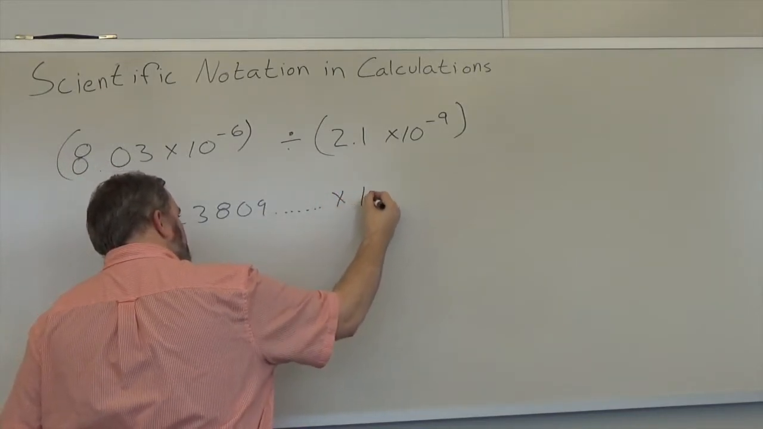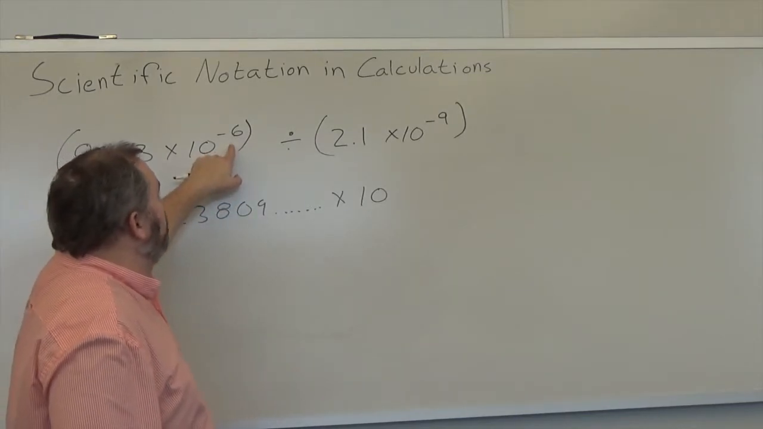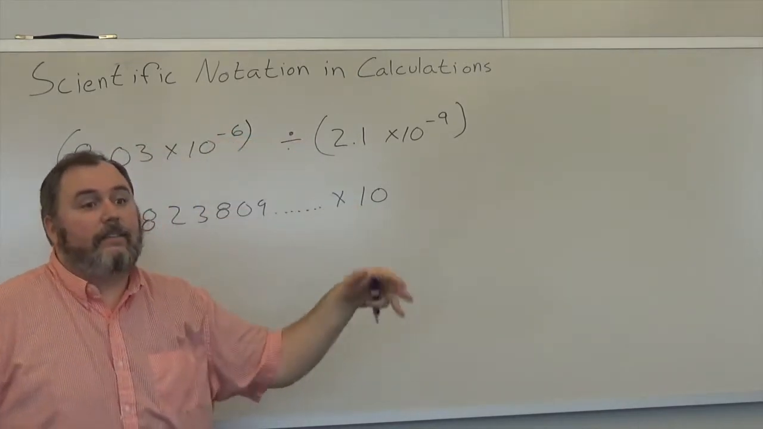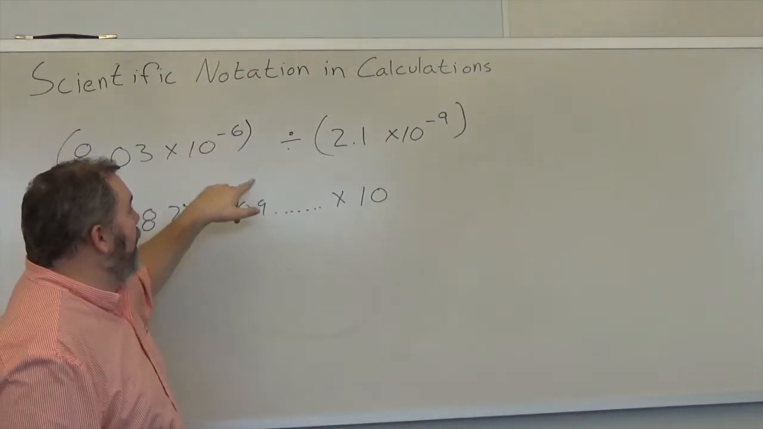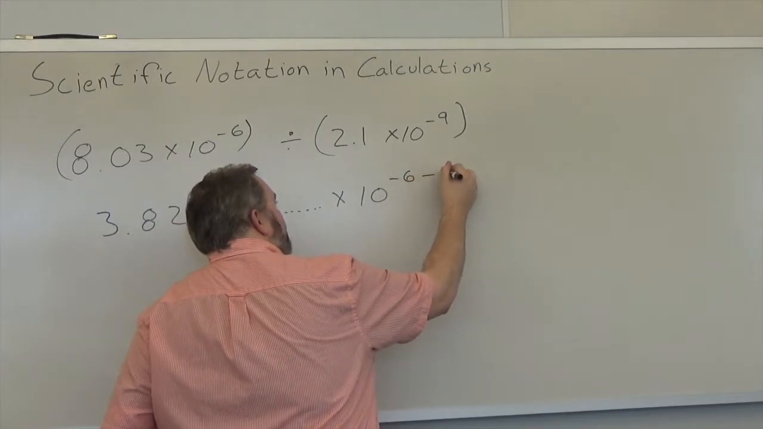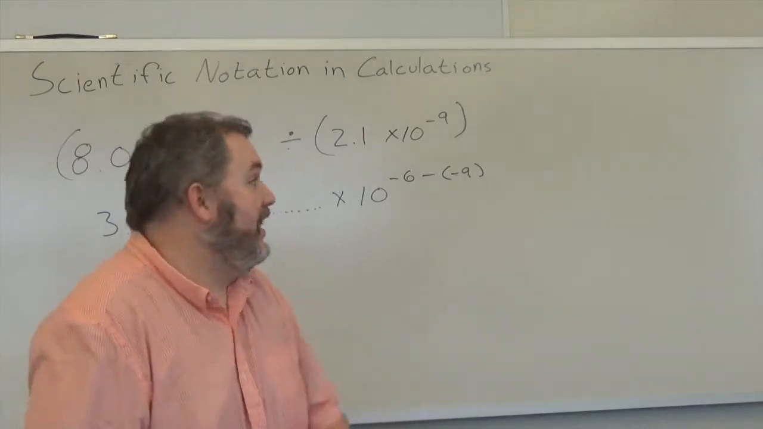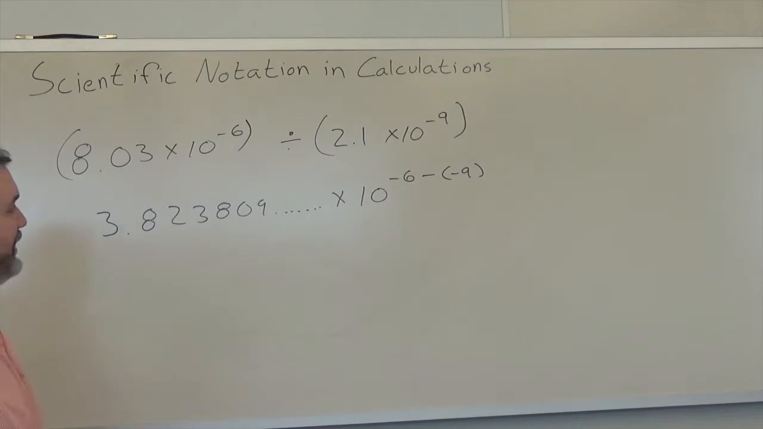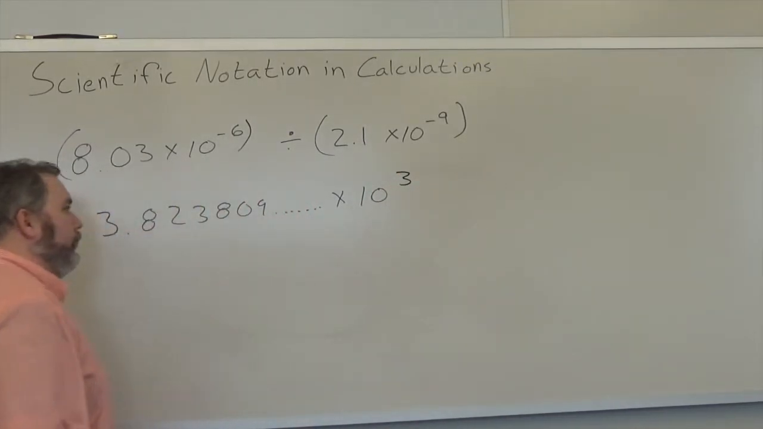Times 10. Now we've got to figure out our exponents. This is negative 6 divided by the negative 9. Remember, since we are dividing, we're actually going to subtract the exponents. So it's negative 6 minus a negative 9. Make sure you don't just say negative 6 minus 9. It's a negative 9. So negative 6 minus negative 9 gives us positive 3.